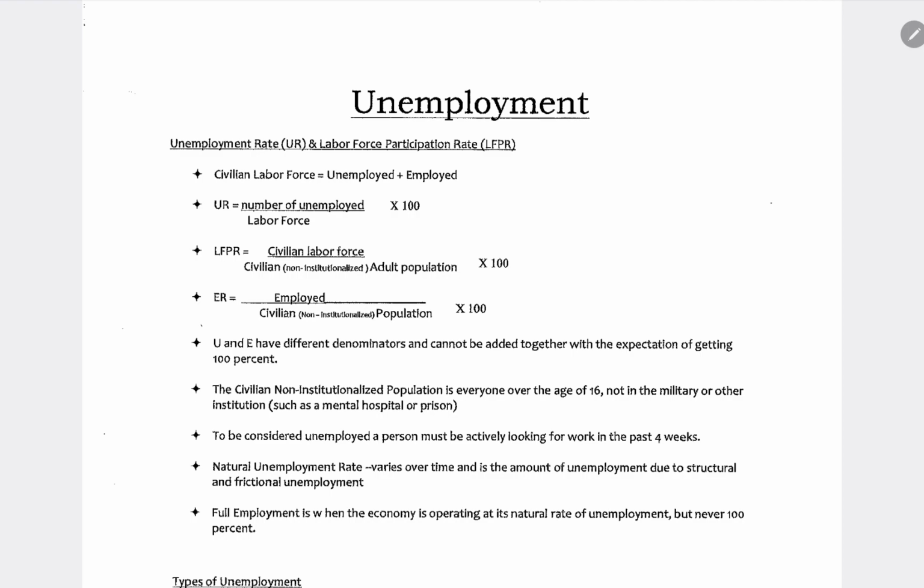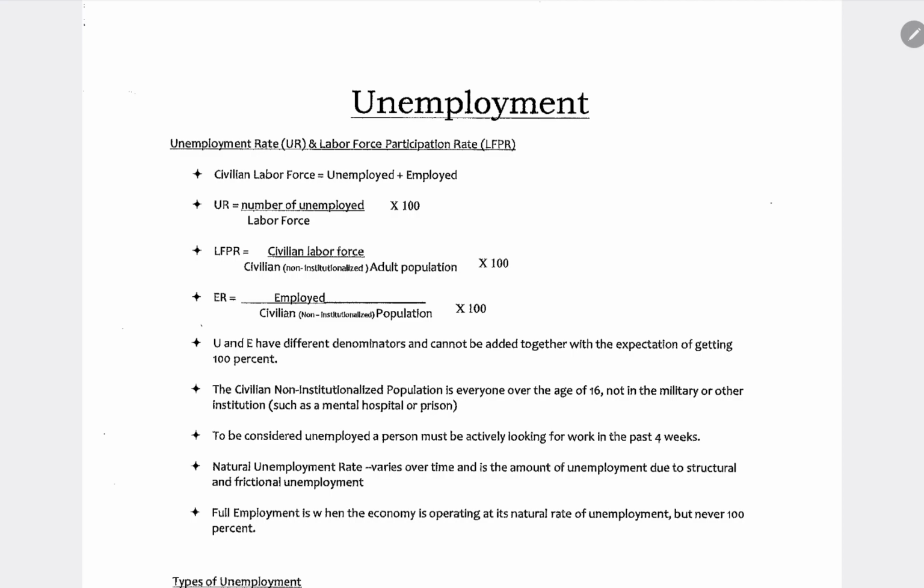So unemployment and employment rates have different denominators and cannot be added together with the expectation of getting 100%. The non-institutionalized population is everyone over the age of 16 not in the military or other institutions, such as a mental hospital or prison.